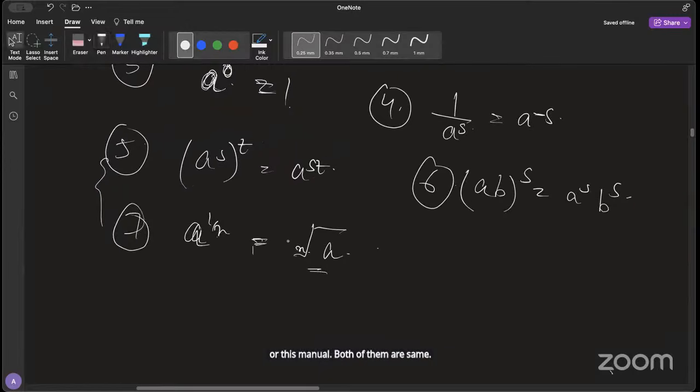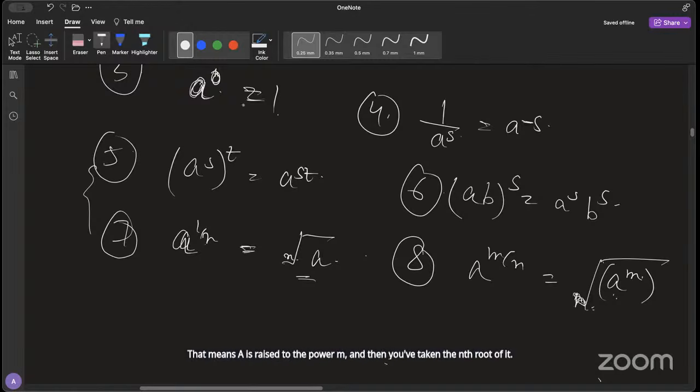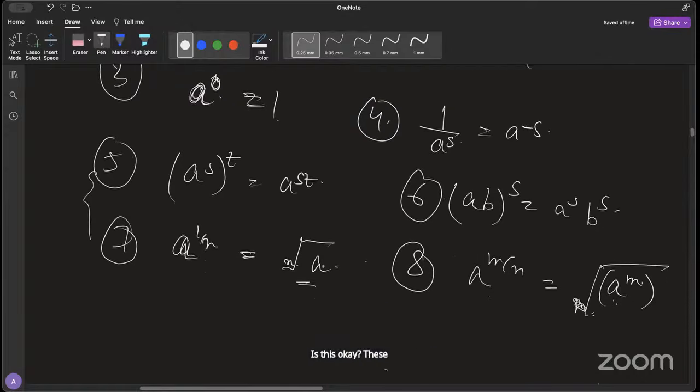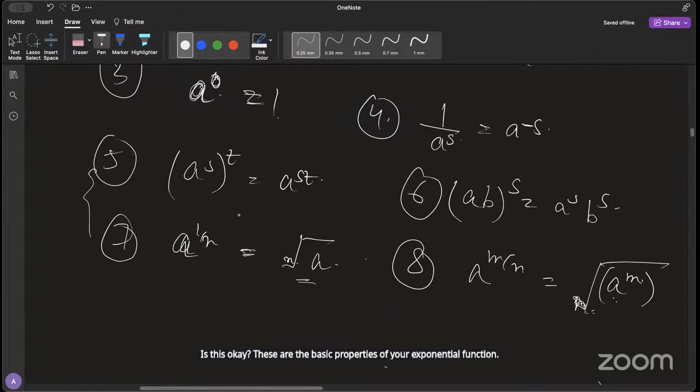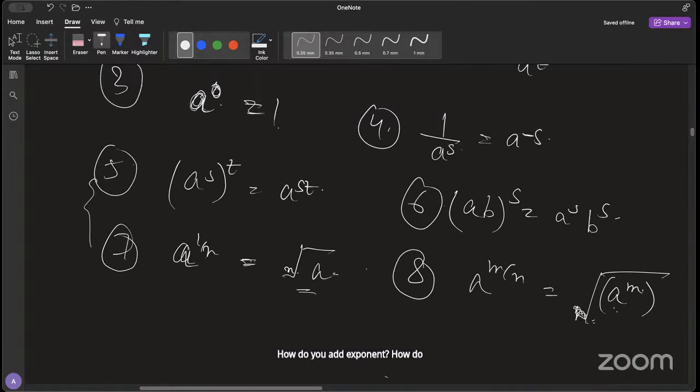Just notations. And then eighth is a to the power m by n. This means a to the power m, and this entire thing in the nth root. That means a is raised to the power m, and then you've taken the nth root of it. Is this okay? These are the basic properties of your exponential function, a to the power x. How do you add, how do you multiply exponents and all?